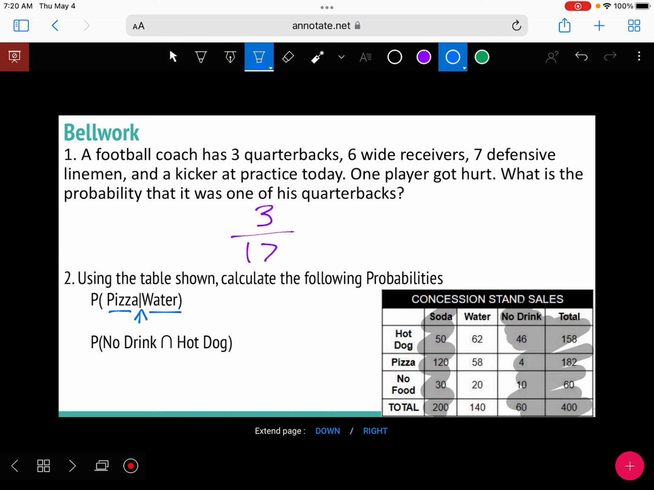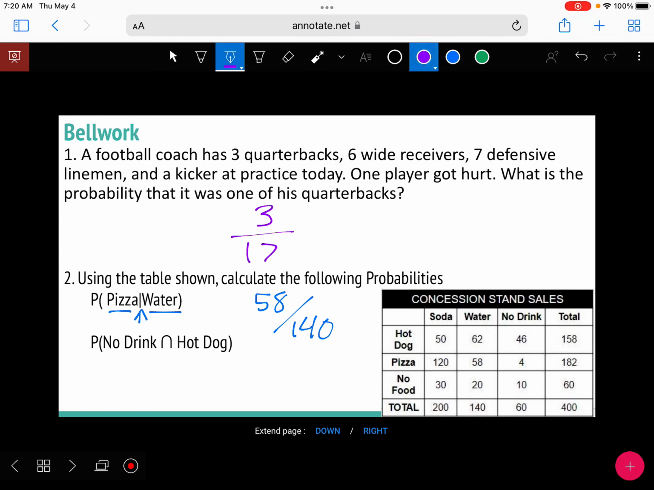58 out of 140. Whenever we have the ones with the line, you're going to find yourself a way to block stuff off. So then we're asked for what's the probability that out of humans, they had no drink and a hot dog? 46 out of 400.